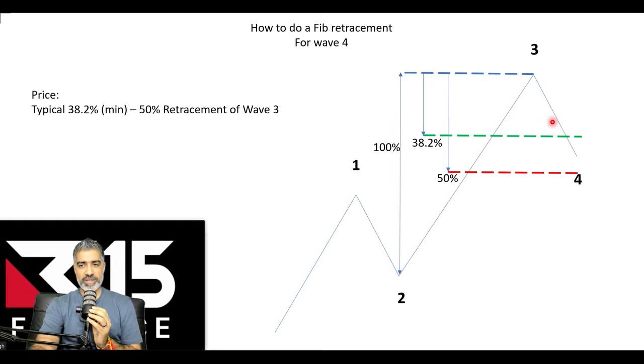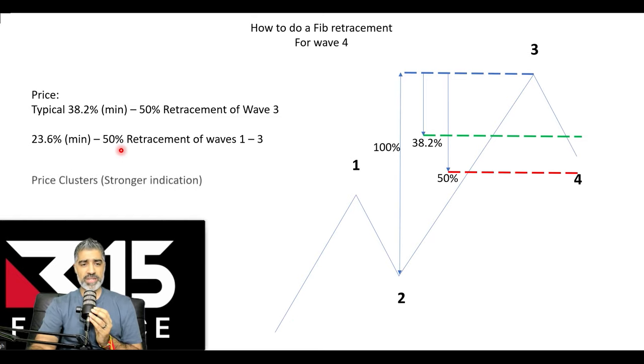This is a profit-taking wave, where people have bought down here and people that have bought down here are riding this wave up. Also, another relationship for wave 4 is if we measure the beginning of wave 1 to wave 3, a 23.6 to 50% retracement is another common one.